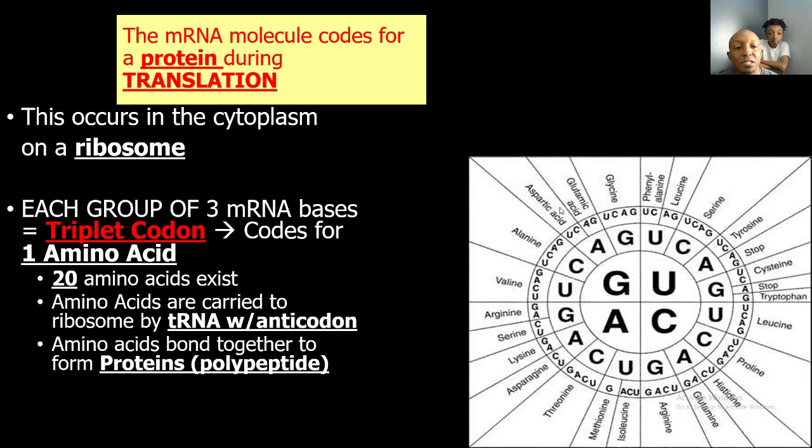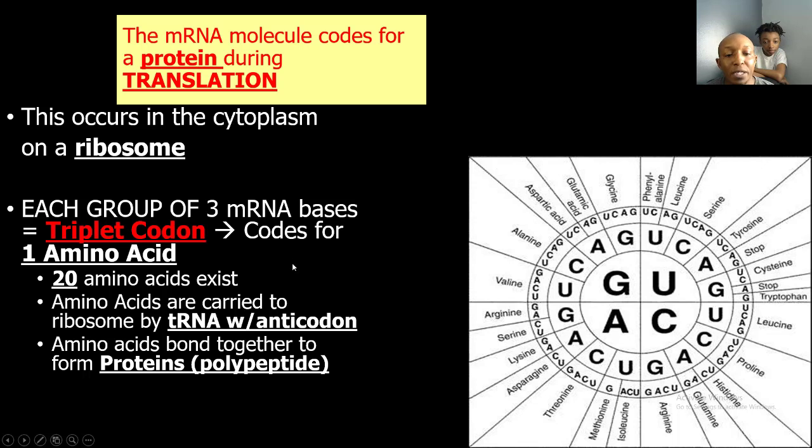So this occurs in the cytoplasm on the ribosome. And each group of 3 mRNA bases, which is a triplet codon, or we call it a codon, codes for 1 amino acid. So for example, if we got a triplet codon of ACU, if we use this codon wheel right here, we would start in the middle and then work our way out. So we would start with A, C, U, and that would let us know that it's the amino acid threonine. And then say for another example, say we had GAC. Notice how we start in the middle and then work our way out, and that would let us know that the amino acid would be aspartic acid.